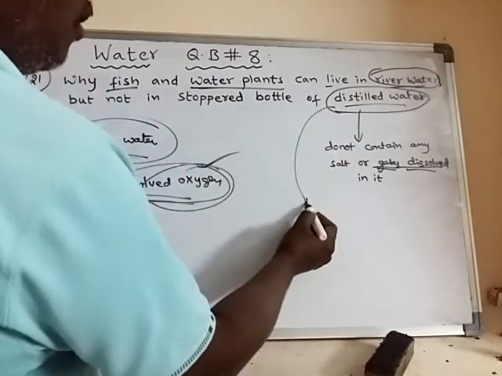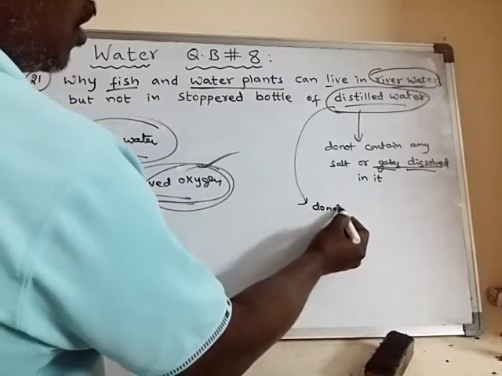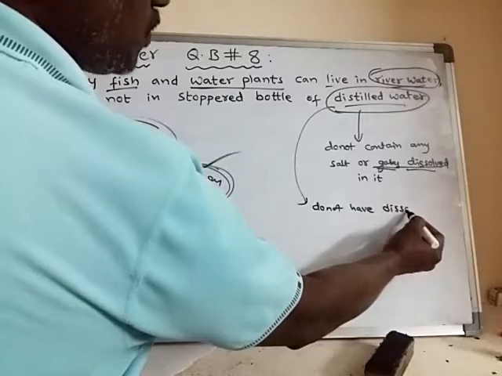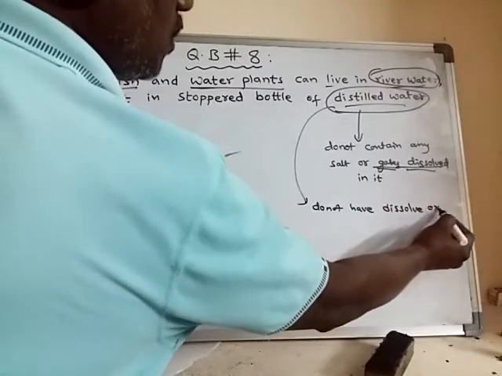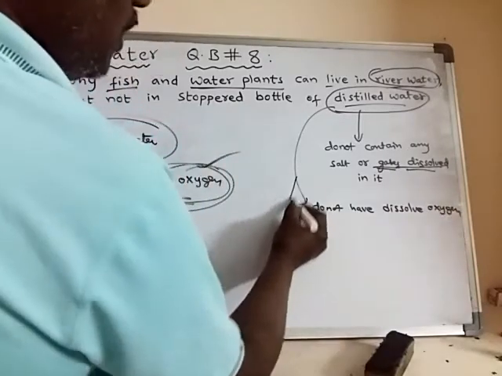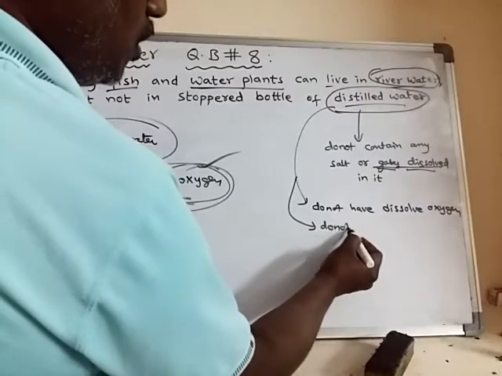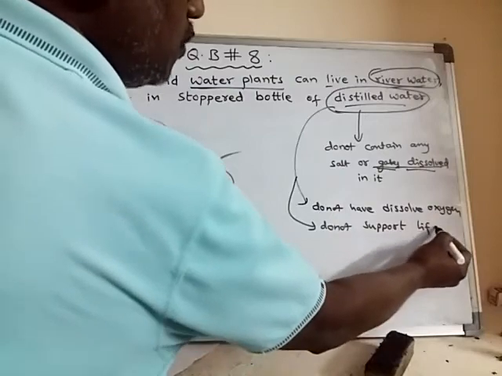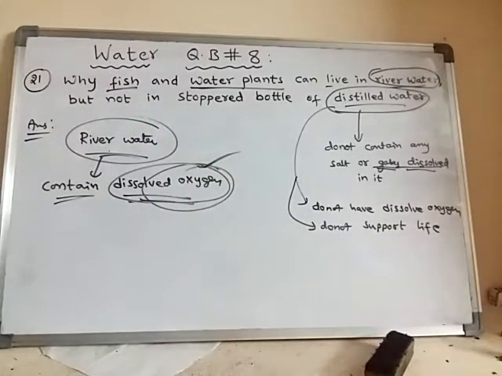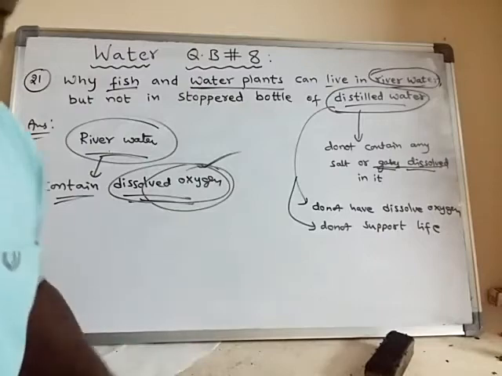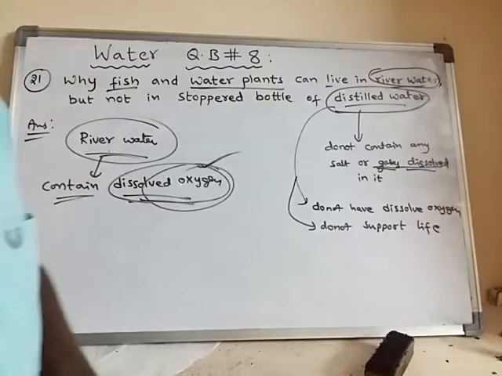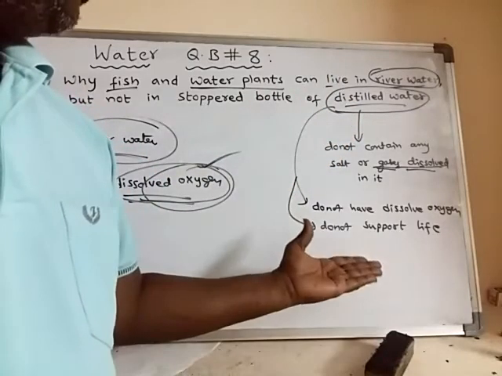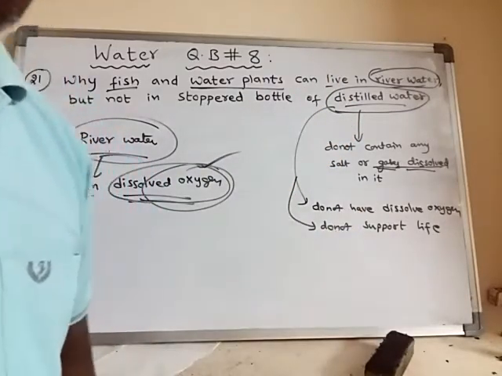Distilled water does not have what? It does not have dissolved oxygen. Hence, it does not support what? Life. It does not support life. That means fishes, water plants, or any living organism cannot live in distilled water because of the absence of oxygen in the distilled water.